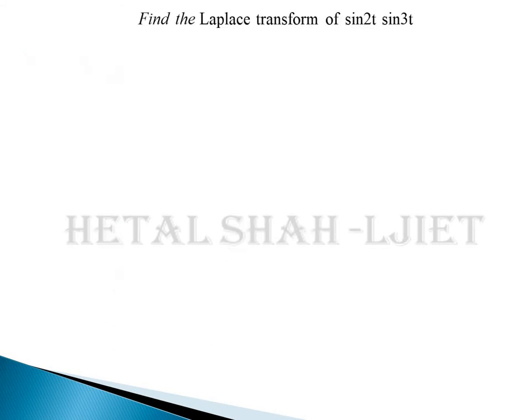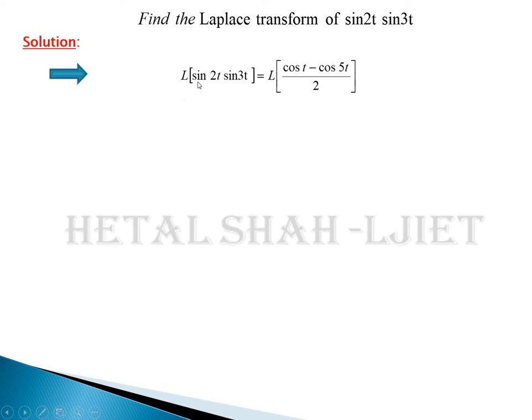Now find the Laplace transform of sin 2t into sin 3t. Multiply and divide by 2 and apply the 2 sin A sin B formula, that is cos of 2t minus 3t minus cos of 2t plus 3t. So by applying the formula we get the Laplace of cos t minus cos 5t by 2.